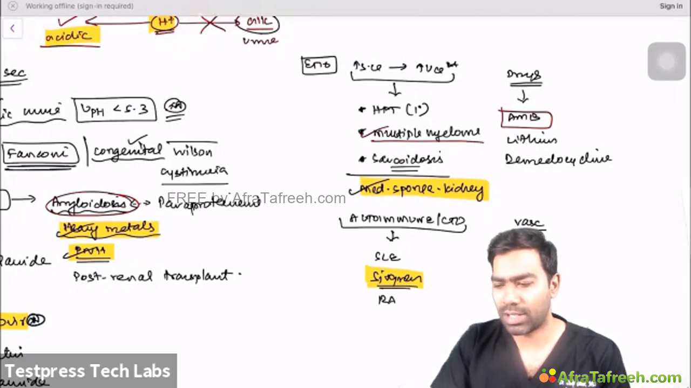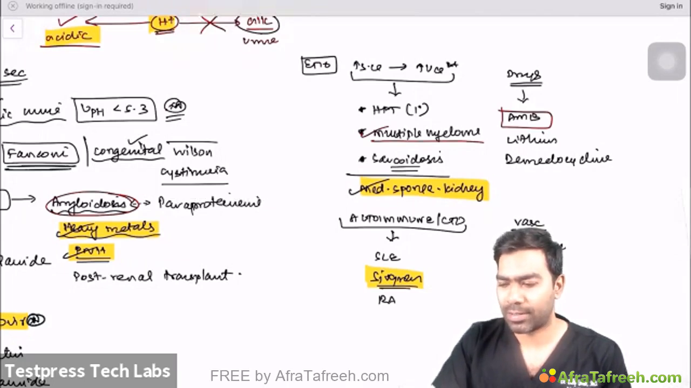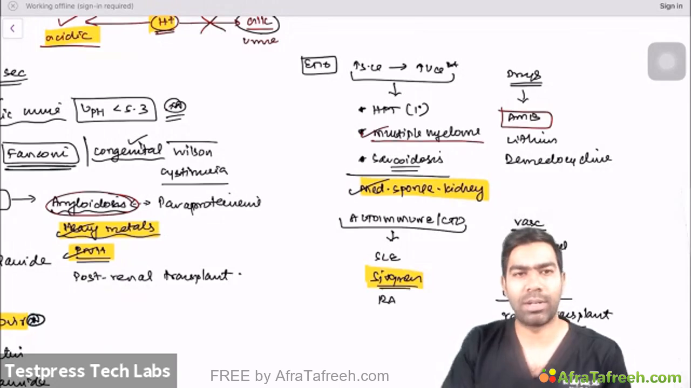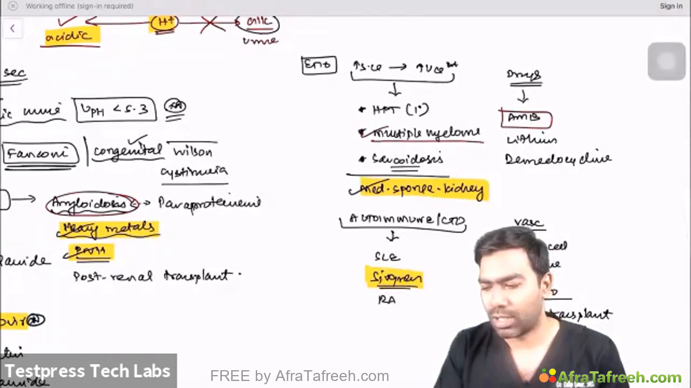For example, sickle cell disease can produce. Then obstructive uropathy can produce. Then renal transplant, because the immune damage is not going to be limited only to the proximal tubule. It can be coming in the distal nephron also.